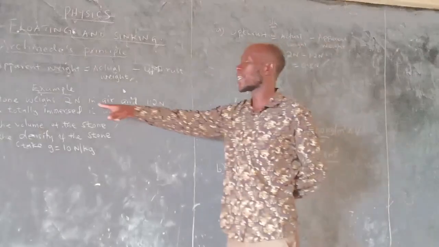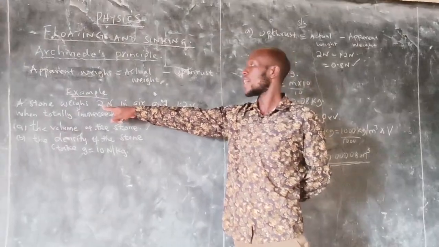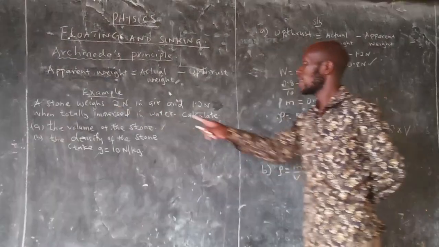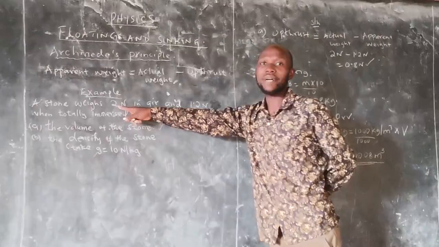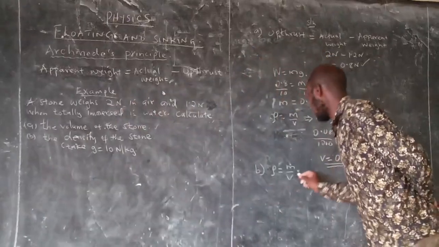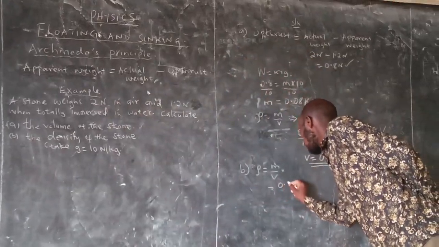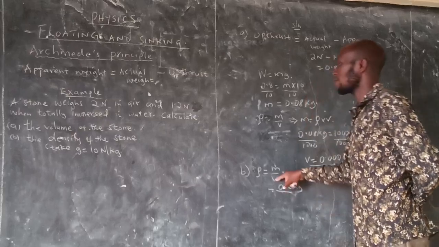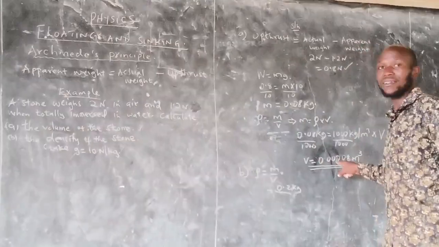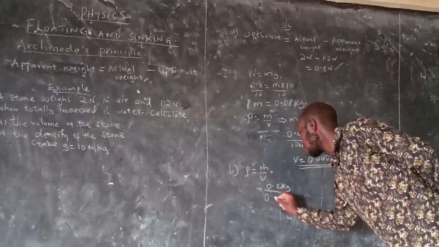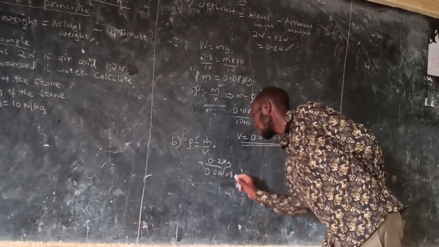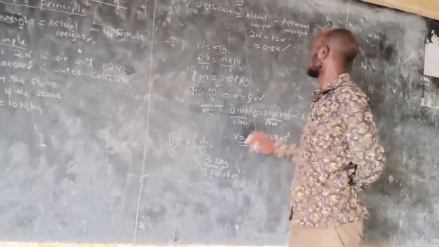Mass of the stone will be calculated from the weight of the stone in air, which is actually 2 newtons, divided by 10 newton per kilogram, which will give us 0.2 kilograms, then divided by the volume that we have already calculated here as 0.00008 cubic meters.